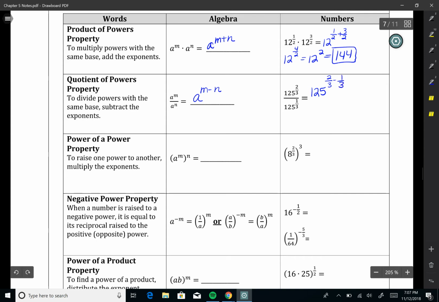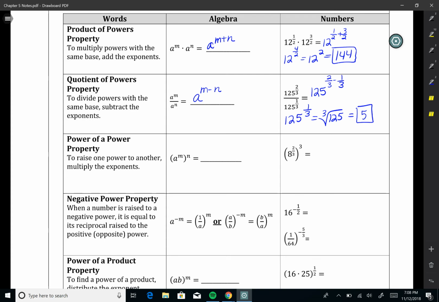Now to subtract fractions, we need the same denominator. And again, these do have the same denominator. So 2/3 minus 1/3 is just 1/3. So I could write this as 125 to the 1/3. And then we should remember from our previous lesson, we could write the 1/3 power as a root. That's the same thing as taking the cube root of 125. And we know the cube root of 125 is 5. So always, always, always simplify as far as possible.